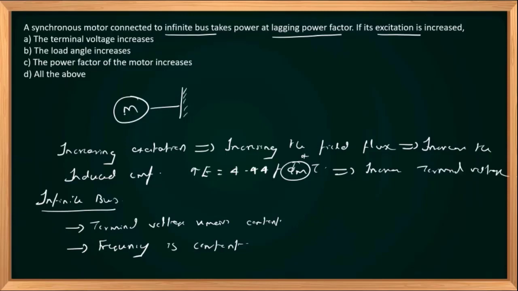But since this synchronous machine is connected to the infinite bus, the terminal voltage cannot change. Since it is connected to an infinite bus, the infinite bus terminal voltage will always be constant. So if the voltage cannot increase, what will happen? It is given that it is operating at lagging power factor. Once its excitation is increased, the power factor improves. It will produce reactive power.